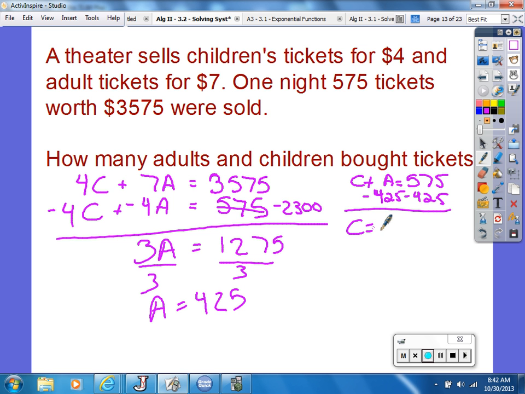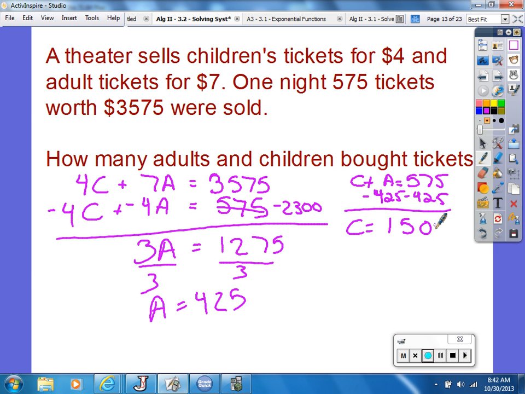And I get C equals 150. Is that right? Okay. Now in this one, this is what you guys are going to like. I'm not asking that you check your answer. I'm asking that you think about your answer and make sure it does make sense.